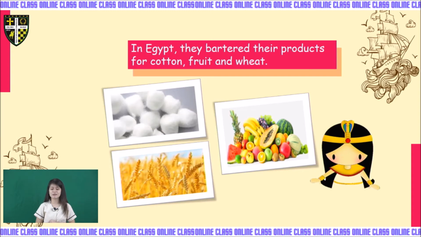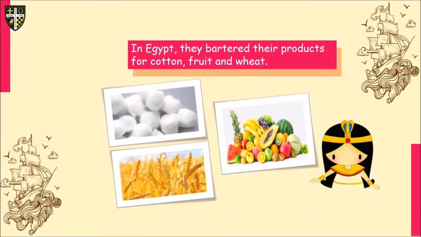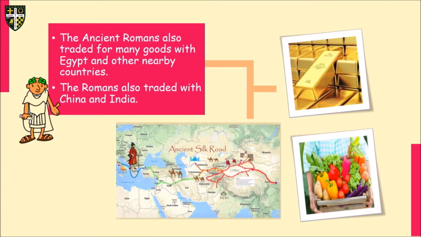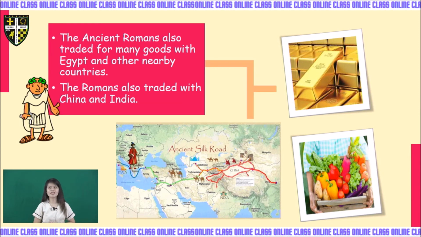And in Egypt, they also bartered their products for cotton, fruit, and wheat. They traveled from island to island or country to country just to do barter. The ancient Romans, well, they are different from Greece, okay? The ancient Romans also traded for many goods with Egypt and other nearby countries. The Romans also traded with China and India.